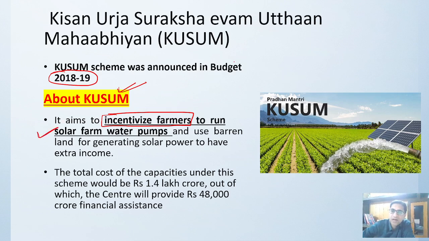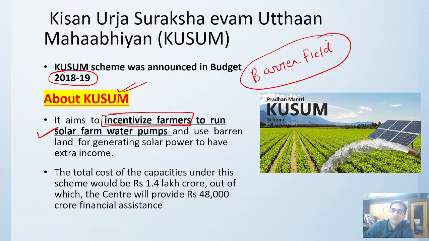If a farmer has barren land, they can use their field to set up a solar plant. Along with that, the government will incentivize farmers for solar water pumps, and they can generate solar power and get extra income. The government is investing around 1.4 lakh crore in this whole activity. Out of that, 48,000 crore will be given as financial assistance by the central government.